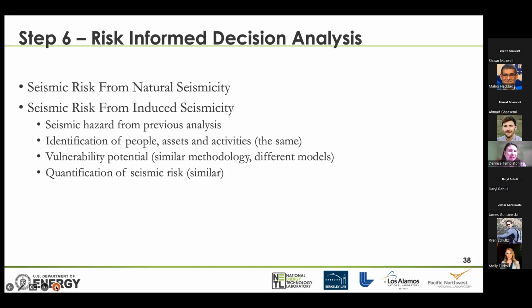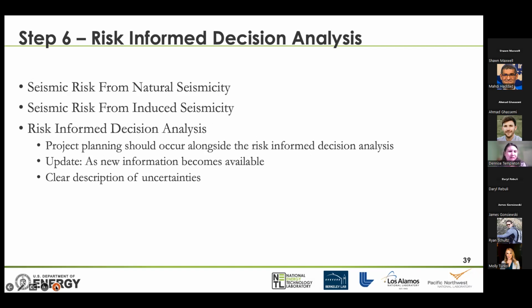Then we want to take a look at the seismic risk from induced seismicity. So again, we take the seismic hazard from the previous analysis of the induced seismicity. We identify the people, assets, and activities. This should be the same as for the natural seismicity. We want to identify the vulnerability potential. There's a similar methodology of doing it, although the models are different for natural seismicity and induced seismicity. And then we want to quantify the seismic risk, which is similar for the two, natural versus induced.